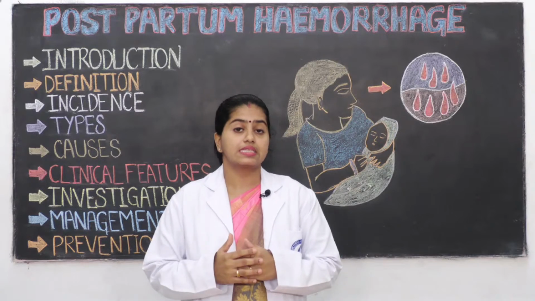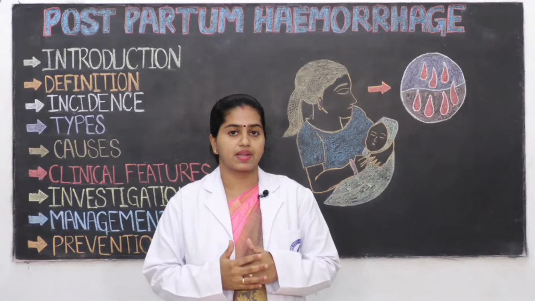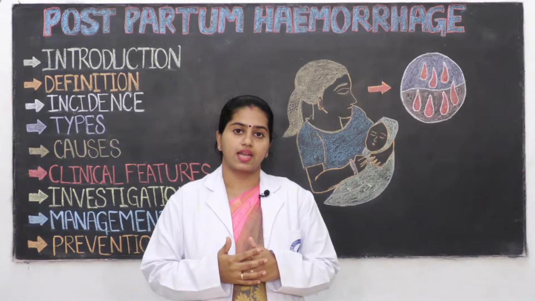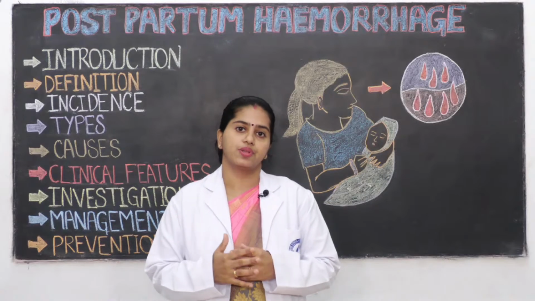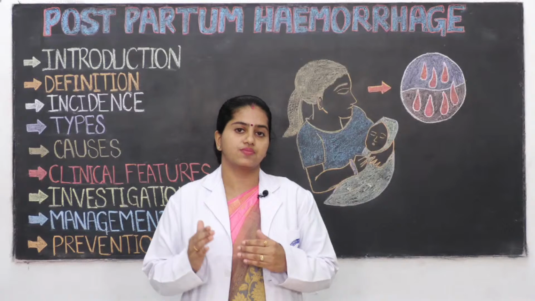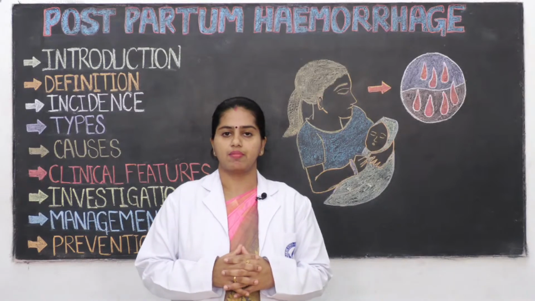The second one is the secondary type of postpartum hemorrhage. That is bleeding after childbirth, after 24 hours or any time during the puerperal period, that is within 6 weeks. That is known as secondary postpartum hemorrhage.